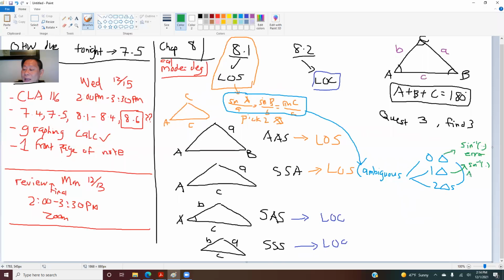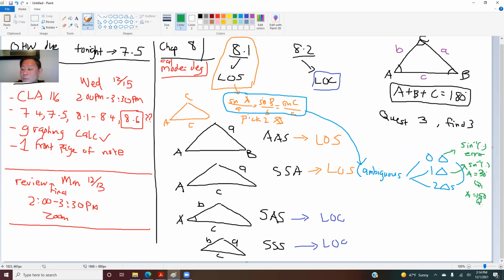So one triangle in this case is when you find the arcsine of this number, and let's say you want to find the angle A. Angle A in this case, in degrees, let's say is 30 degrees. Now, when you use the sine, sine is positive in quadrant 1, and sine is also positive in quadrant 2, which is 150 degrees.